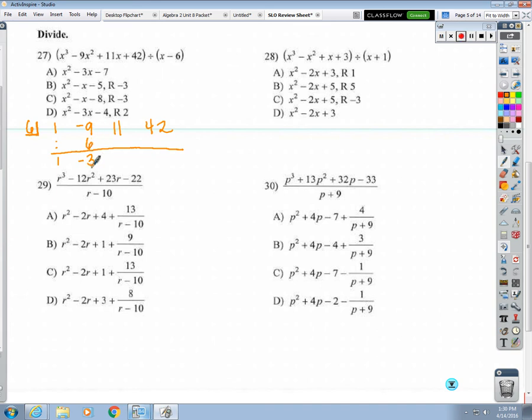Now that dropped below the line, you multiply it by 6, and that gives you negative 18. That becomes a negative 7. You multiply it by the box number and get a negative 42, which leaves you a remainder of 0. One thing to remember is that the question started out as degree 3. It started out with x cubed. Your answer always starts out one lower, x squared. So x squared minus 3x minus 7, remainder of 0, which is B.